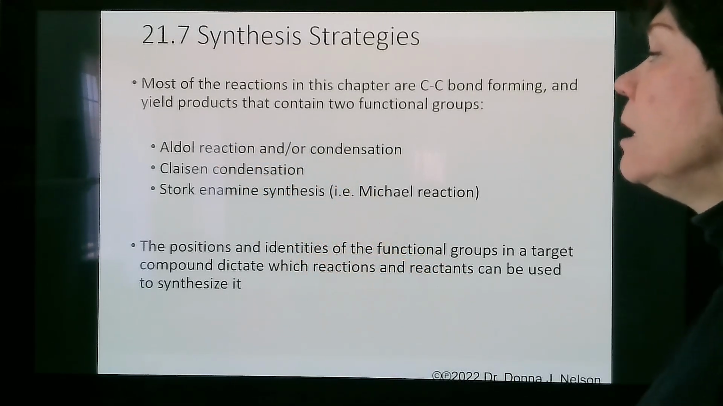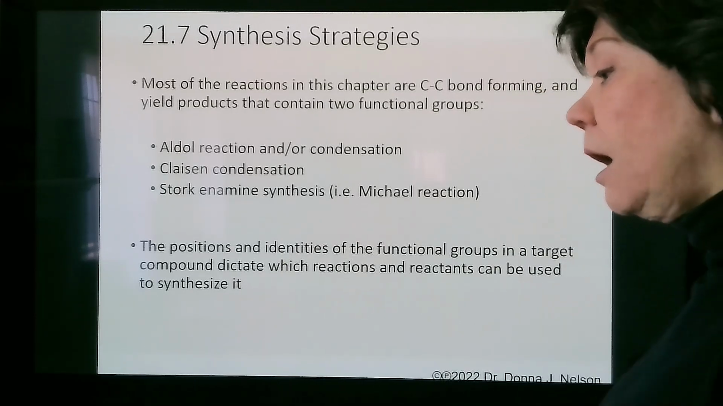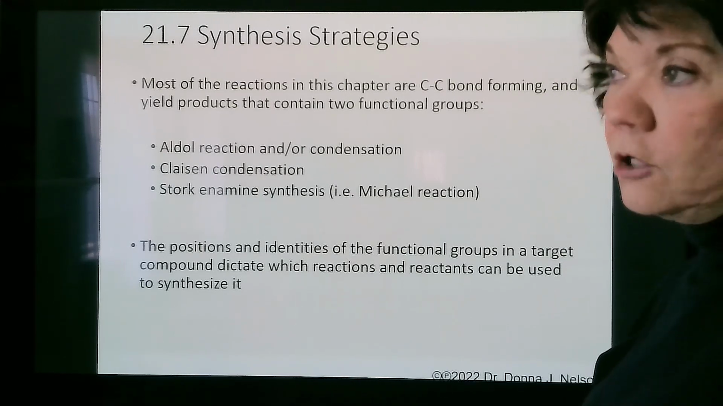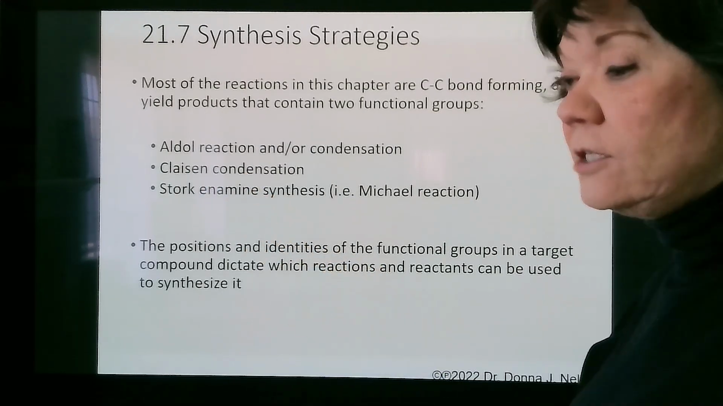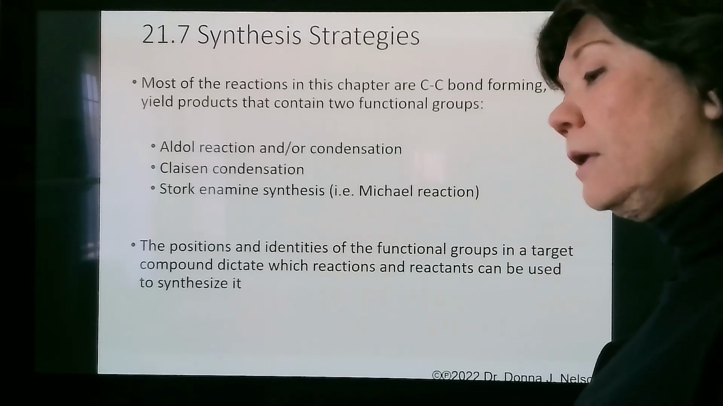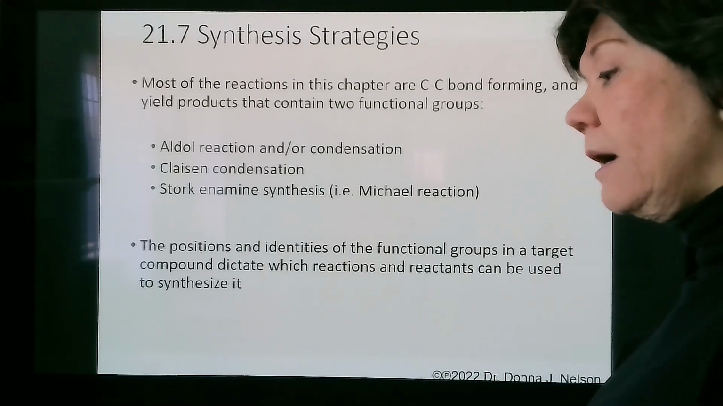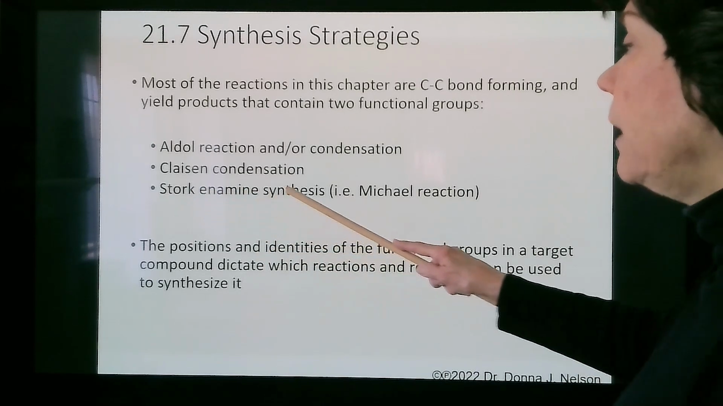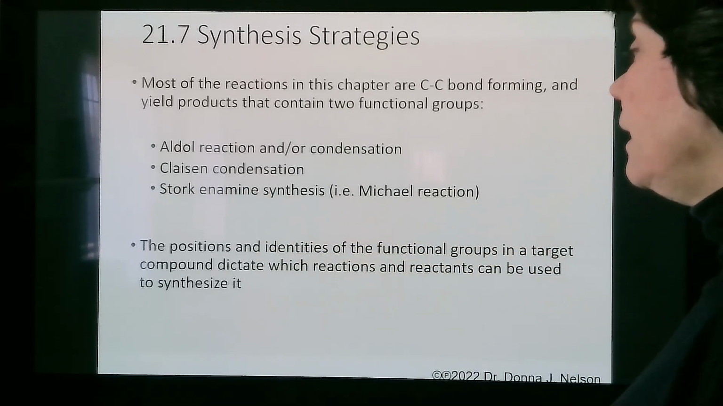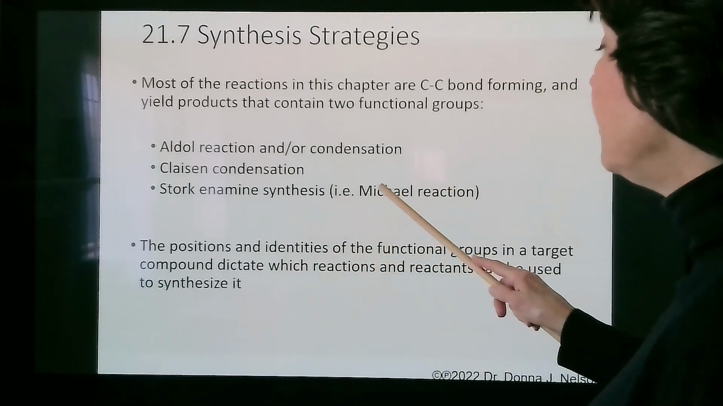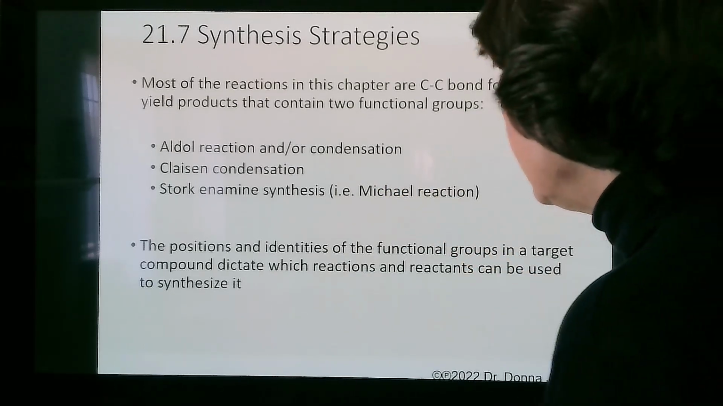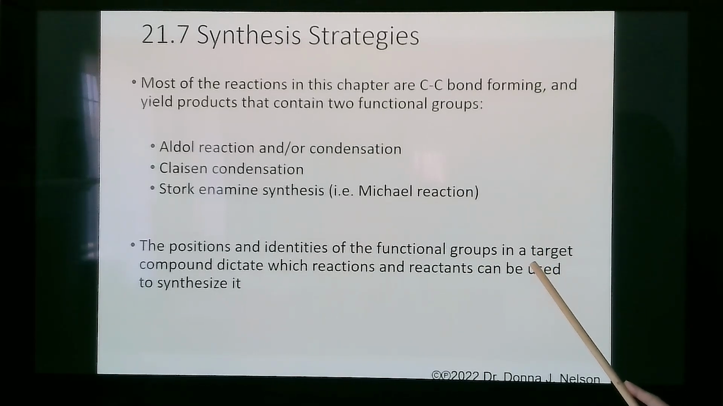So the aldol reaction gives you a product that contains a carbonyl, aldehyde or ketone, and an alcohol functionality. The Claisen condensation gives a product that contains an ester and a carbonyl. The Stork enamine synthesis gives you a product that contains the amine and the carbonyl. And this is a Michael reaction. The positions and identities of the functional groups in the target compound dictate which reactions and reactants can be used to synthesize it.